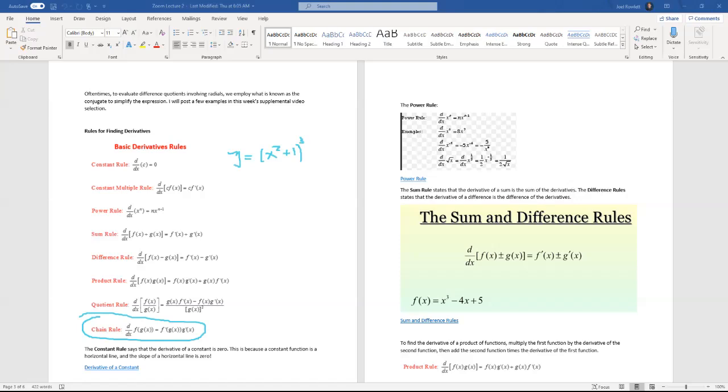We actually have a function which is x squared plus 1 raised to a power. The power rule says that we have to have x to some power, not a function to a power. When we have a function to a power, we have to use the chain rule. The chain rule says that we take the derivative of f at g of x and multiply that by g prime of x. So let's take a look at that.